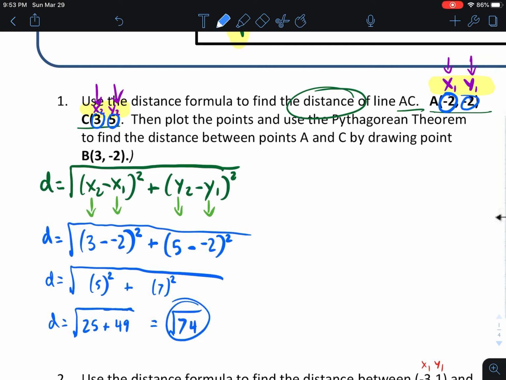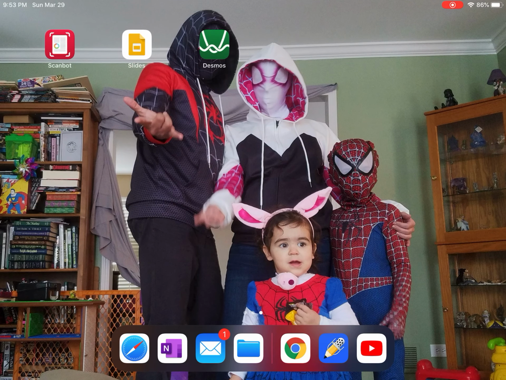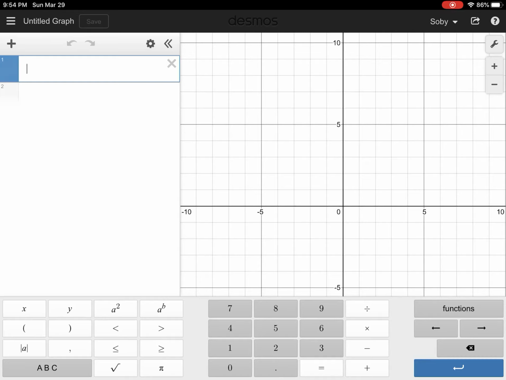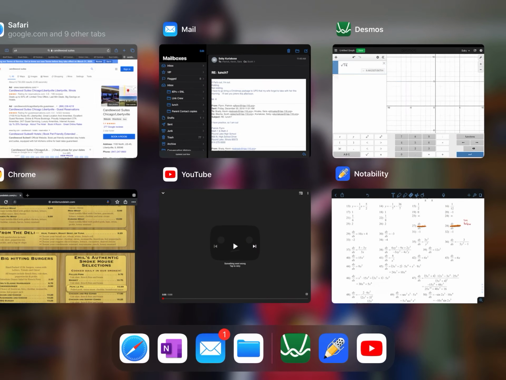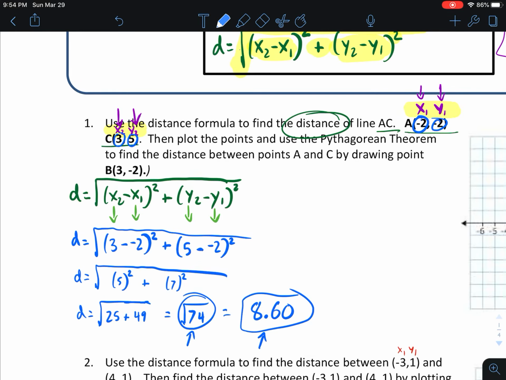Technically you can leave it like that. Or you can get the decimal. Let's use decimals. If you're looking for a decimal answer, then just go square root of 74, I think was the number. 8.60. Both answers are good. This is the square root answer, and this is the decimal answer. They're both technically correct. We'll learn how to simplify the square root a little bit later.